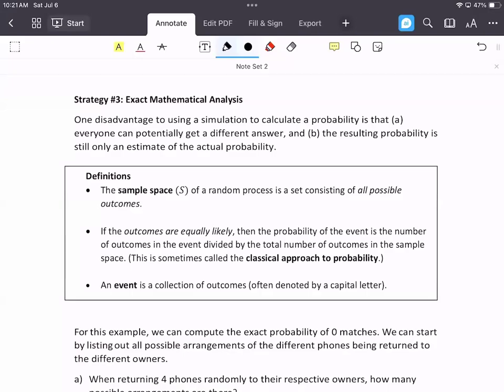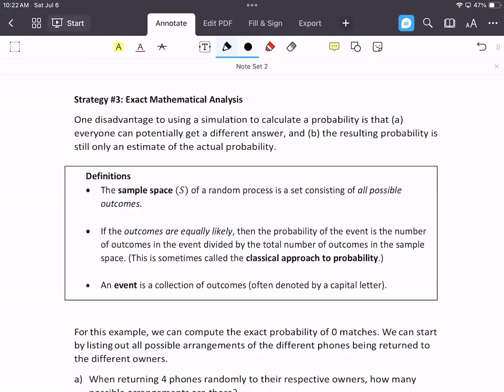Strategy 3, exact mathematical analysis. Well, one disadvantage that we've seen using the simulation to calculate probability is that everyone can potentially get a different answer, and the resulting probability is still only an estimate of the actual probability. So we need a few definitions, we need some new terminology.